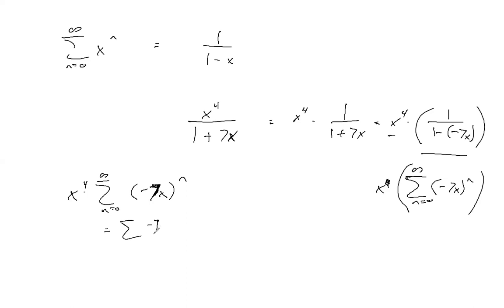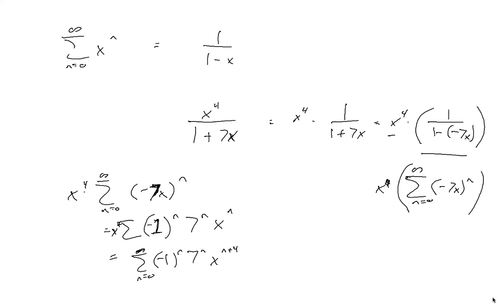Let's see, I could write this as negative 1 to the n, 7 to the n, x to the n, if I just wanted to split this up completely. Or I could do a negative 7 to the n, x to the n. And then when I pull the x to the fourth inside, what's going to happen? I'm just going to add 4 to the n, so negative 1 to the n, 7 to the n, x to the n plus 4. And then everything's inside my power series. So this is my power series now, and I'm done. Not too bad, right?